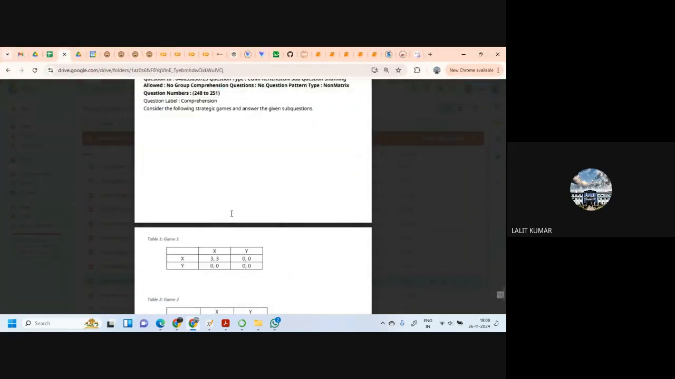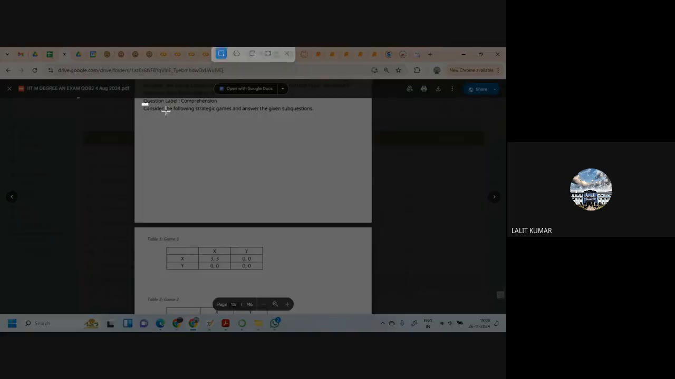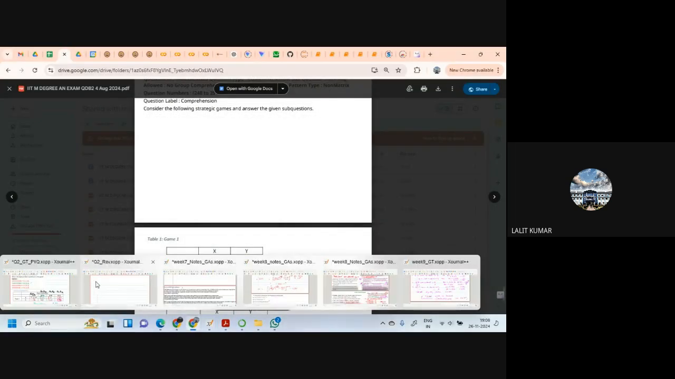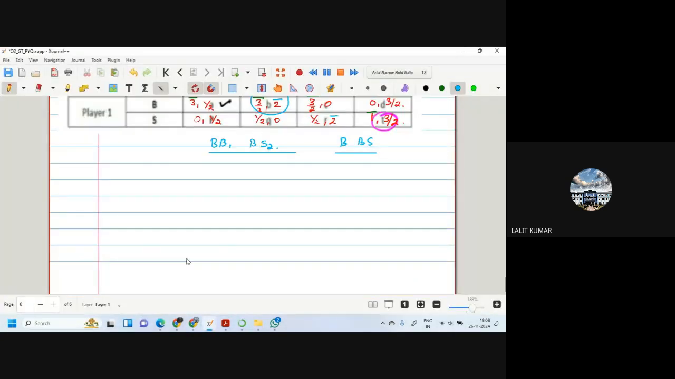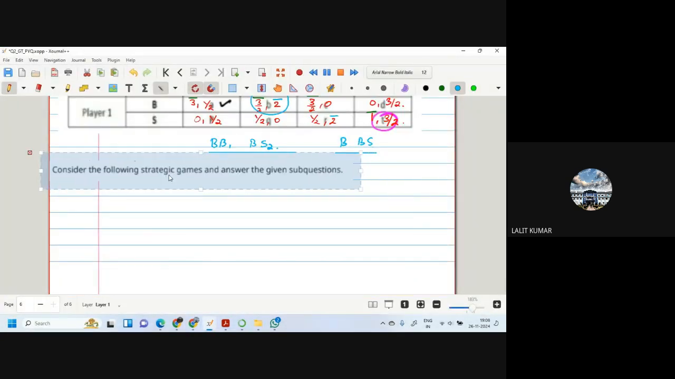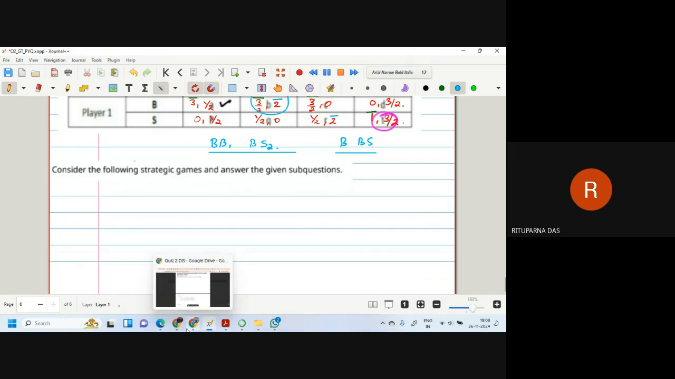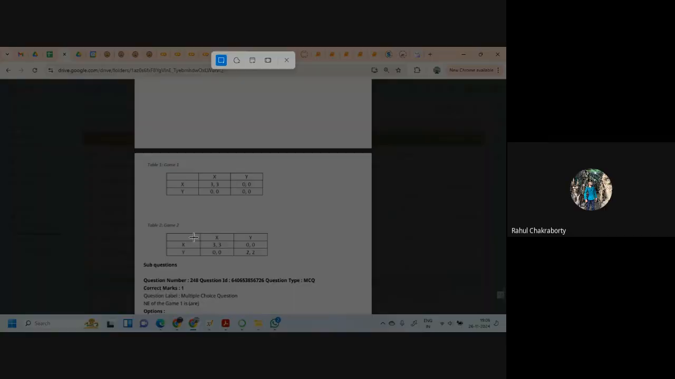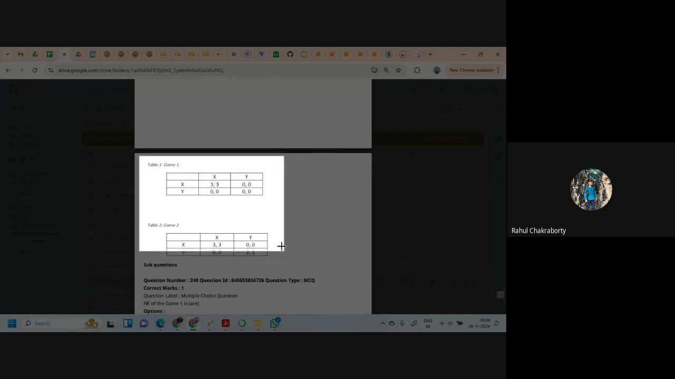ओके, now consider the following strategic games and answer the following. थोड़ा लंबा पेपर है, हल्का सा, but they are checking all the concepts again of all the weeks. Right. So these are two games. First game.